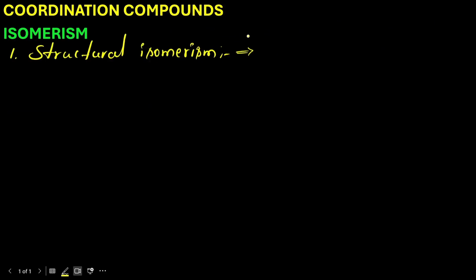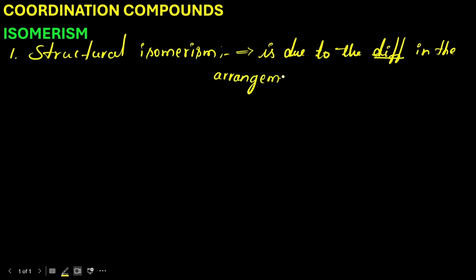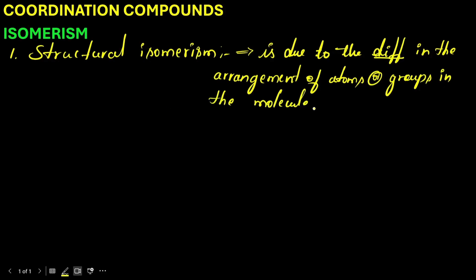Coming to structural isomerism, here structural isomerism is due to the difference in the arrangement of atoms or groups in the molecule.